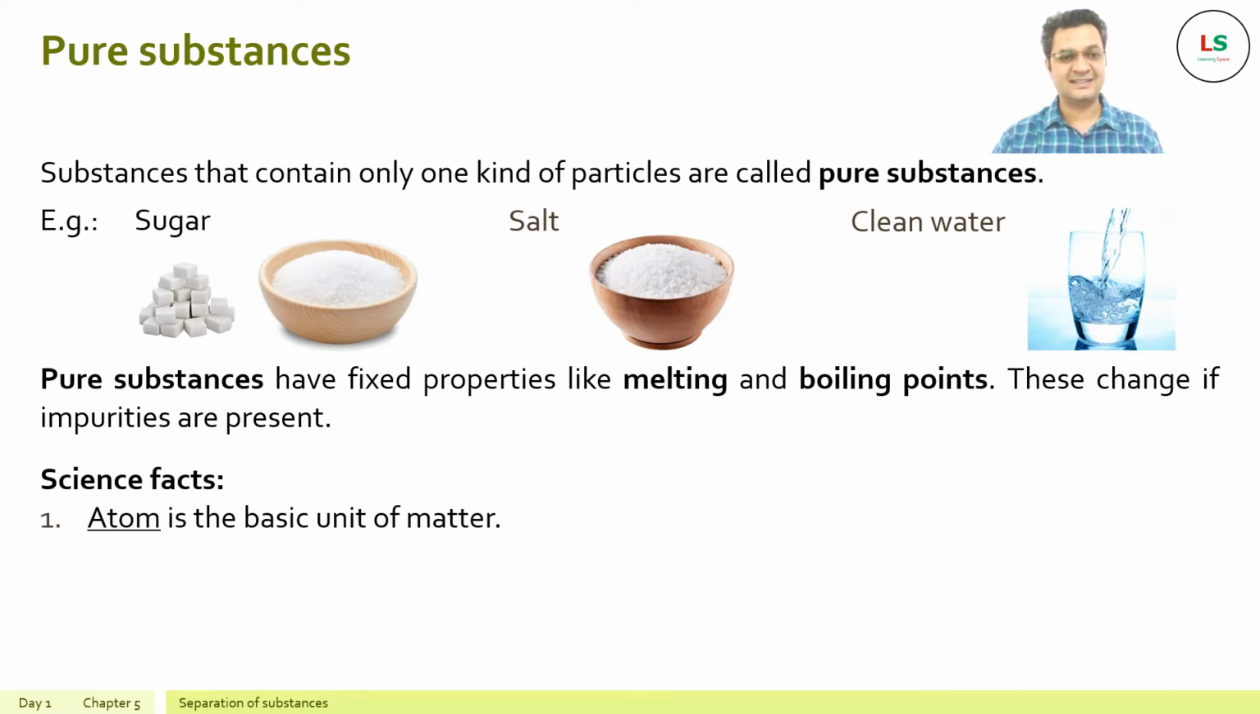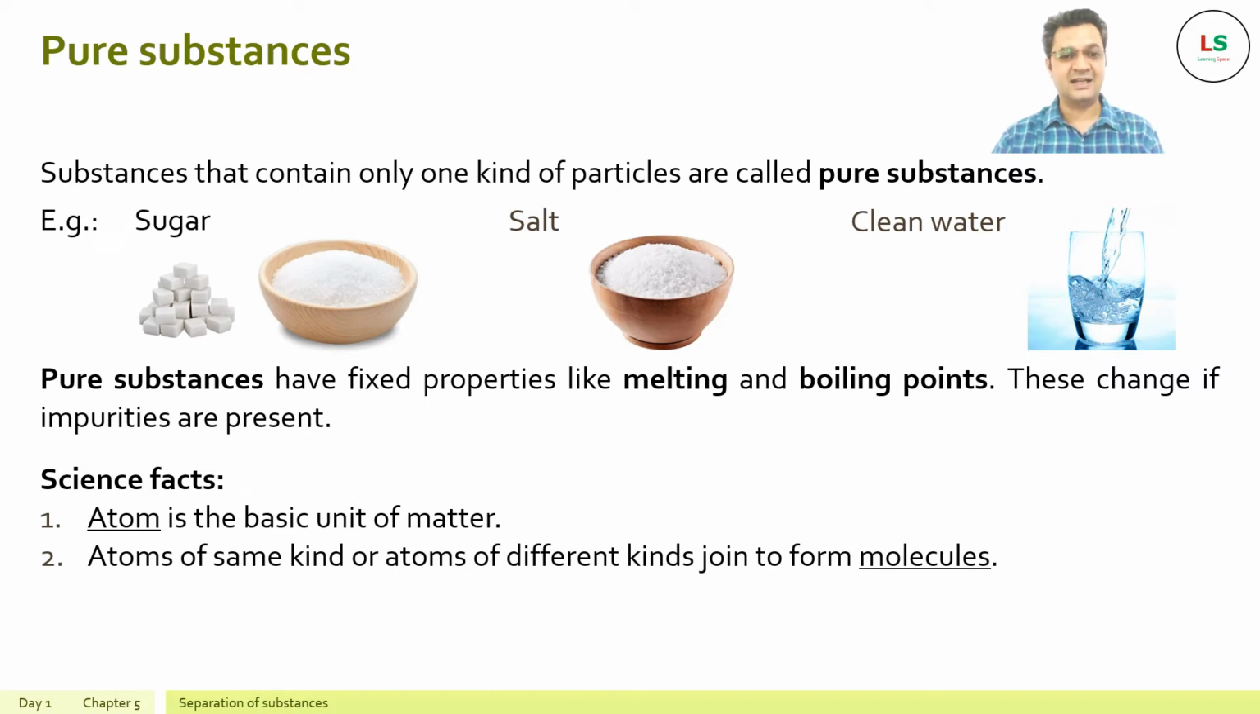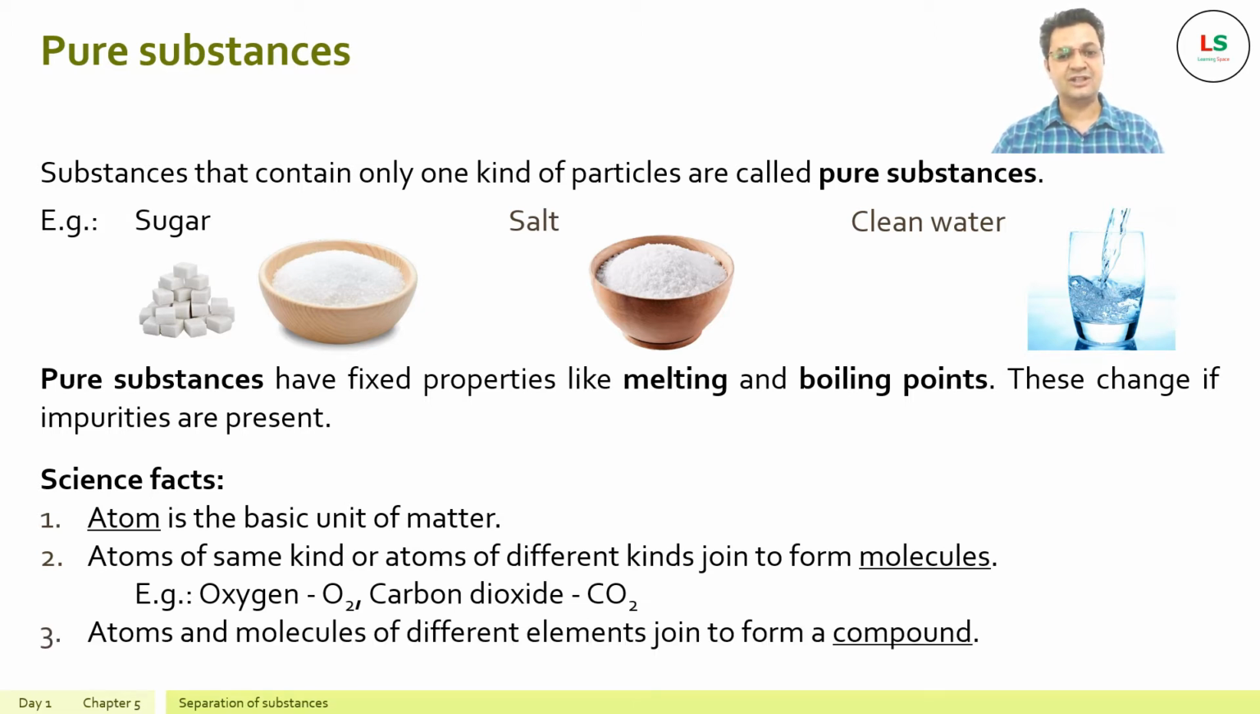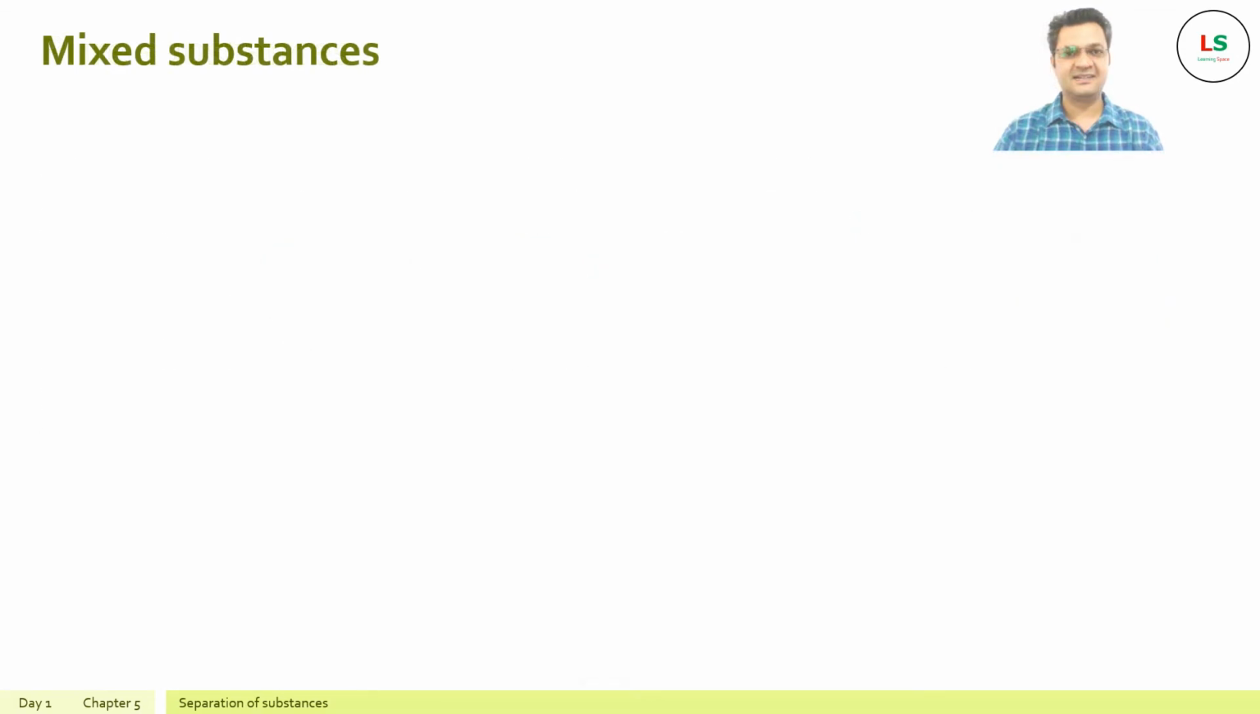Now some science facts. Atom is the basic unit of matter. Atoms of same kind or atoms of different kinds join to form molecules. Here we have an example of oxygen, which comprises 2 oxygen atoms, and carbon dioxide, which comprises 1 carbon and 2 oxygen atoms. Atoms and molecules of different elements join to form a compound like sodium chloride or salt and sulfuric acid.